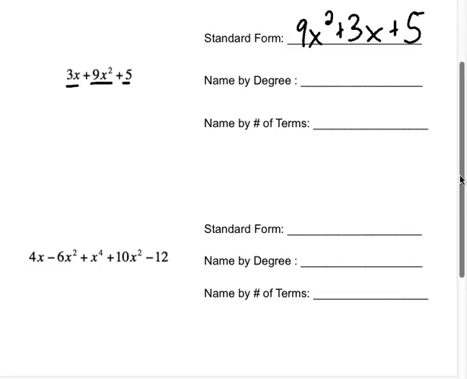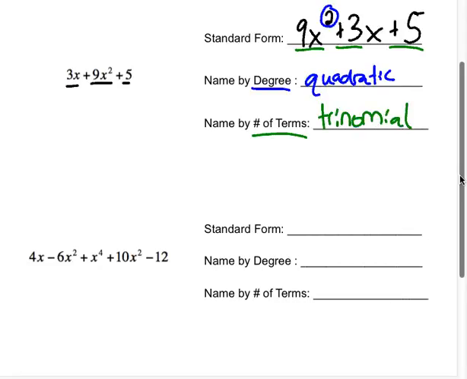And now from there, naming it based on degree. Well, this is degree 2, so that would make this a quadratic. Number of terms, I see 1, 2, 3 terms. So that would make this a trinomial.